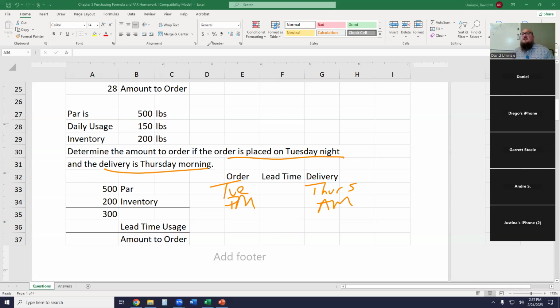Is there a day between Tuesday and Thursday? Awesome. Let's add Wednesday in there. So now if we place our order on Tuesday PM, that means we've closed for the day. Are we going to have any operations on Tuesday? No, because we're placing our order after we're already done with Tuesday. We're not going to have any usage. Wednesday, are we going to have any usage? Yes. Now Thursday AM, the order comes in before we open. So are we going to have any usage on Thursday? No. So my lead time usage is only 1 day.